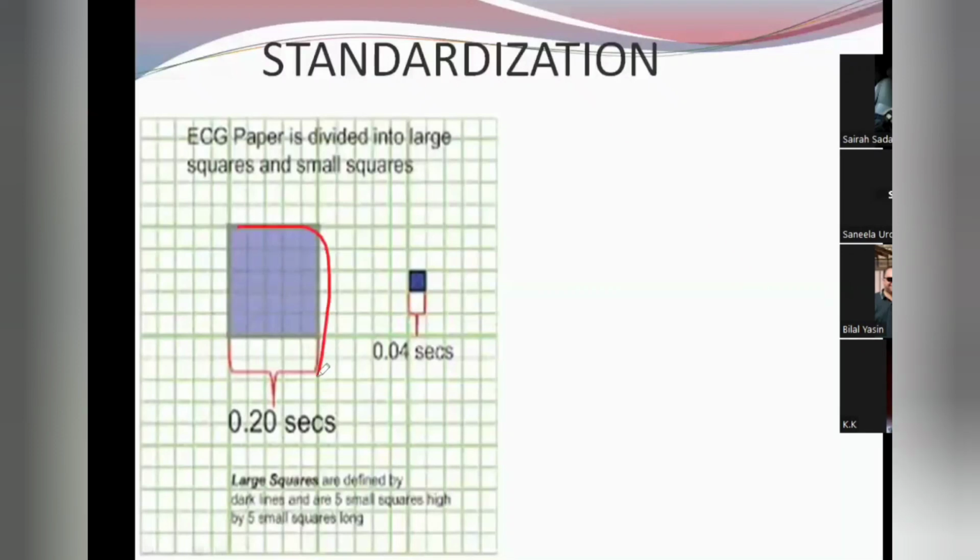Here, you can see that this is a large square, and it has 5 small squares. This small square is equal to 0.04 seconds, and this large square is equal to 0.2 seconds. And further elaboration.